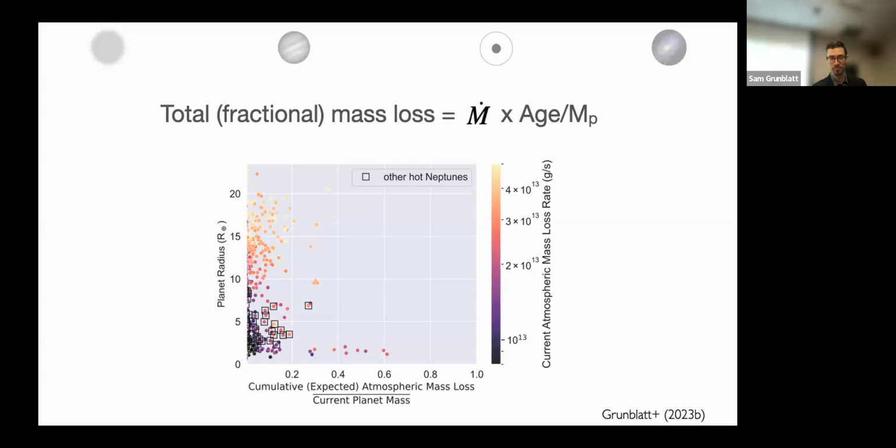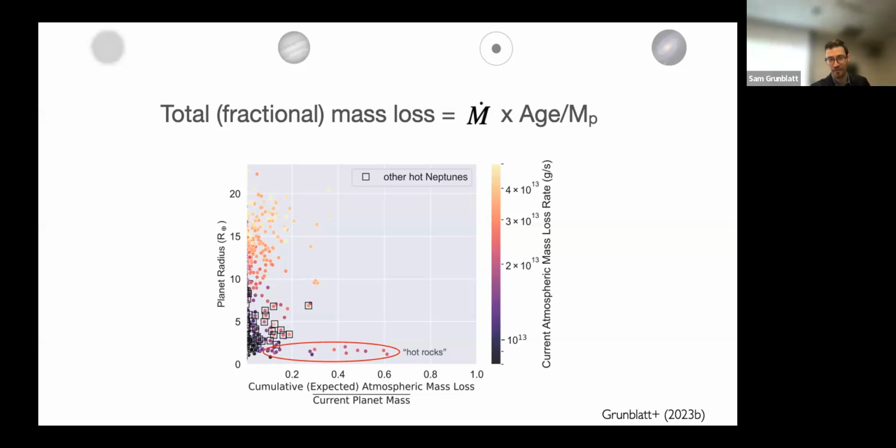So basically what I'm showing here is, for every planet on the NASA Exoplanet Archive where I could calculate this mass loss rate, I tried to figure out the total fractional mass loss by multiplying the mass loss rate by the age of the system and dividing by the total planet mass, to say: what fraction of the total planet mass has been lost in this system? If we do that, you can see that on the left side of this plot, more or less all of the systems have lost less than 40% of their mass to atmospheric mass loss.